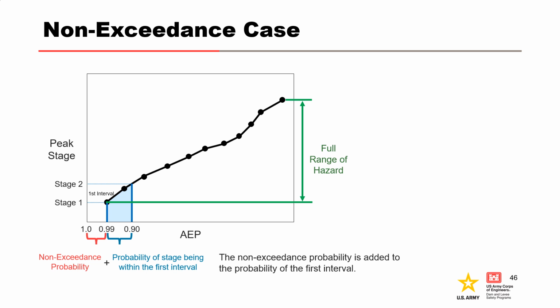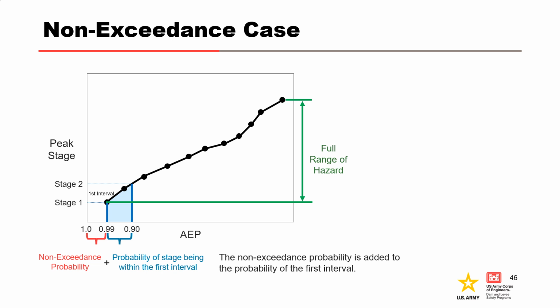In the plot on the screen, the first stage of the curve has an annual exceedance probability of 0.99, which means there's a 99% chance that the stage will be exceeded each year. It also means there's a 1% chance that it will not be exceeded. To account for this 1% and to make everything sum up to 1 and satisfy our event tree rules, we're going to add this non-exceedance probability to the probability we calculate for our first stage interval.